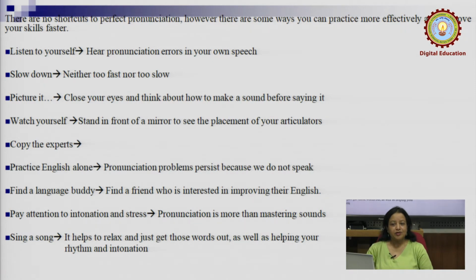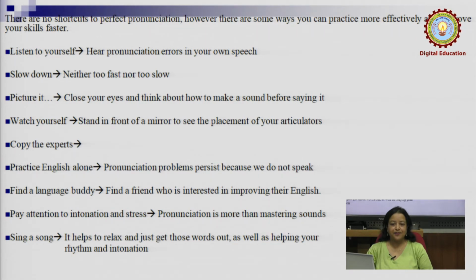So, there are no shortcuts to perfect pronunciation. However, there are some ways you can practice more effectively and improve your skills faster. Number 1, listen to yourself. Hear the pronunciation errors in your speech. Second, slow down. You should speak neither too fast nor too slow.